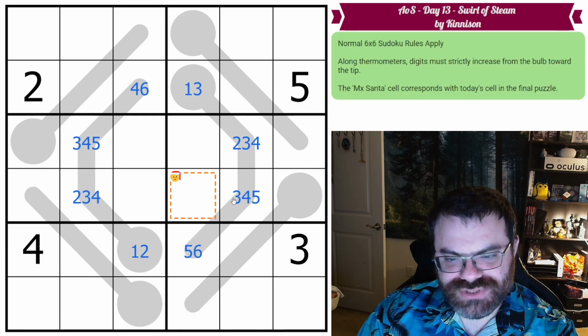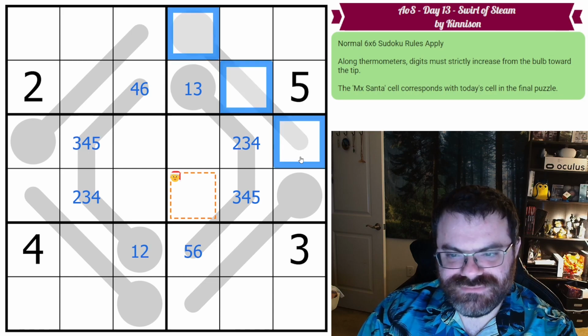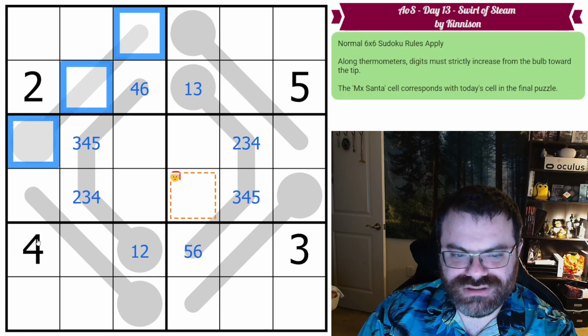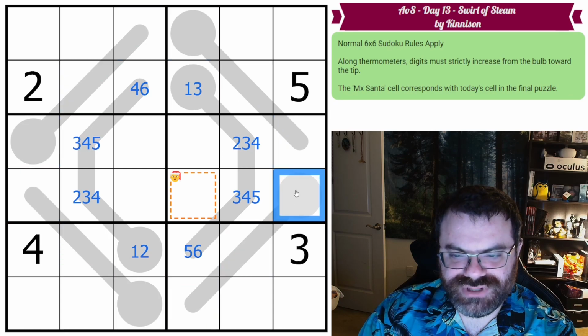It might be the interaction between these thermos that we have to consider, or I might just want to pencil them. This can't have a 5 on it at all. This 5 sees the entire thing. So yeah, this one can't have a 2 on it at all. This one can't have a 4, and this one can't have a 3. So that's a little bit interesting.